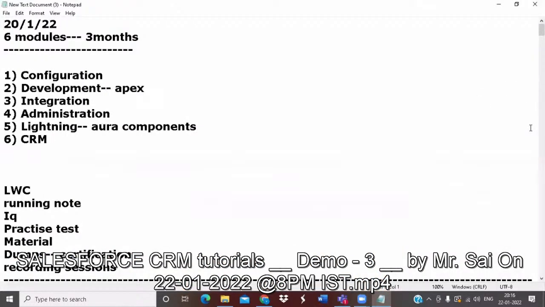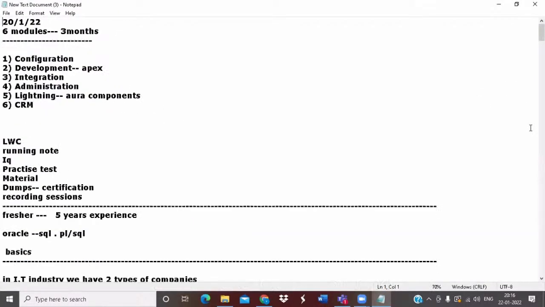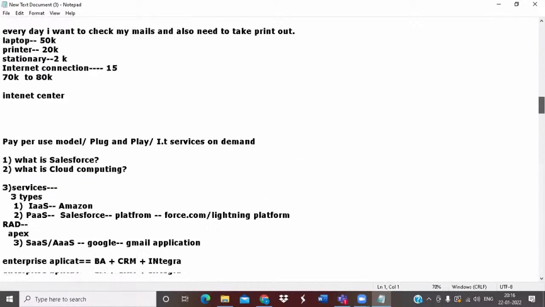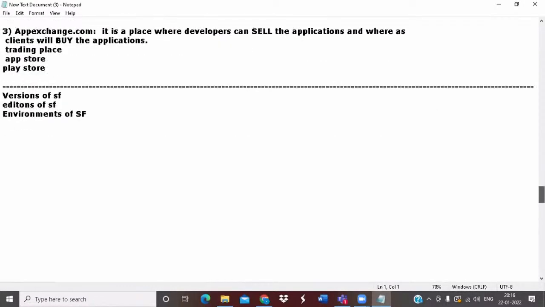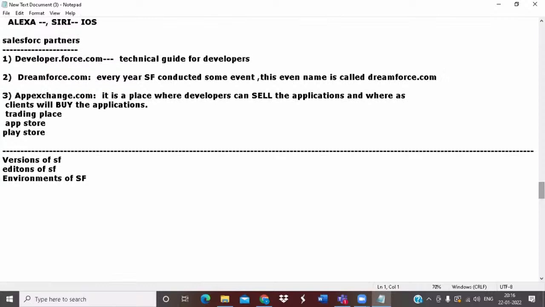Tell me, guys, what did we discuss in the last class? We discussed the types of cloud: sales, marketing, and services. And we also discussed the Salesforce partners. Yes, three partners: Developerforce.com, Dreamforce.com, and Appexchange.com. Isn't it? Okay.